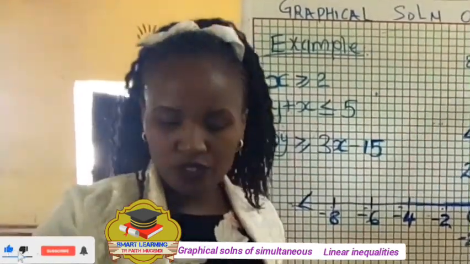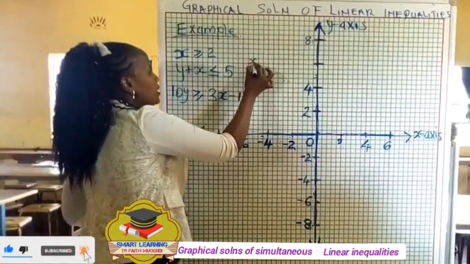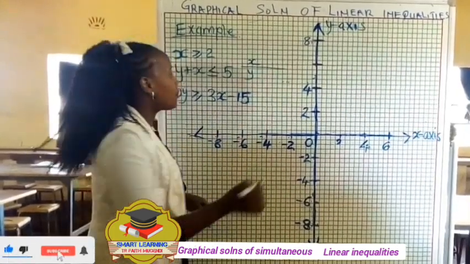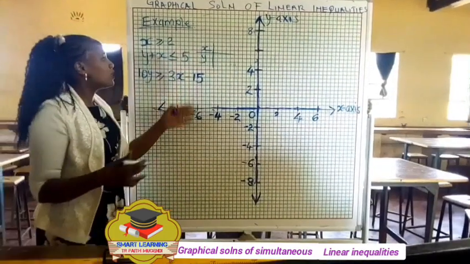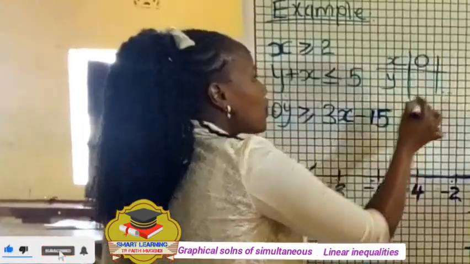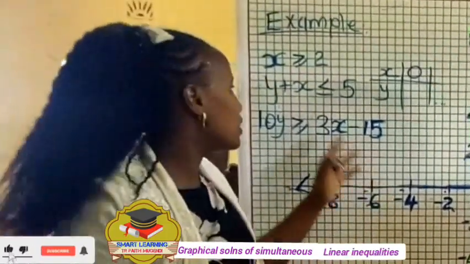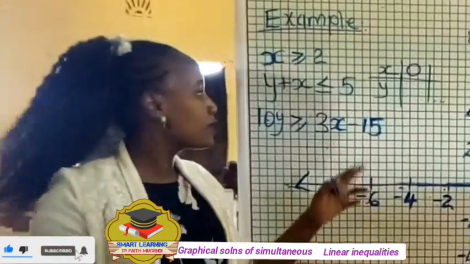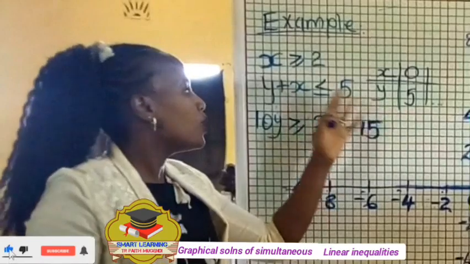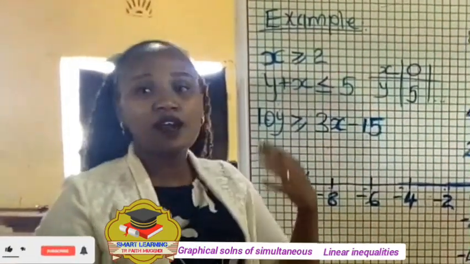For you to draw a table of values, we are going to assume the values of x in order to get the values of y. Are we together? Yes. So for this case, let the value of x be 0 so that we get the value of y. If you do quick arithmetic, what is the value of y, Precious? 5. So when we substitute x with 0, we get the value of y as 5.